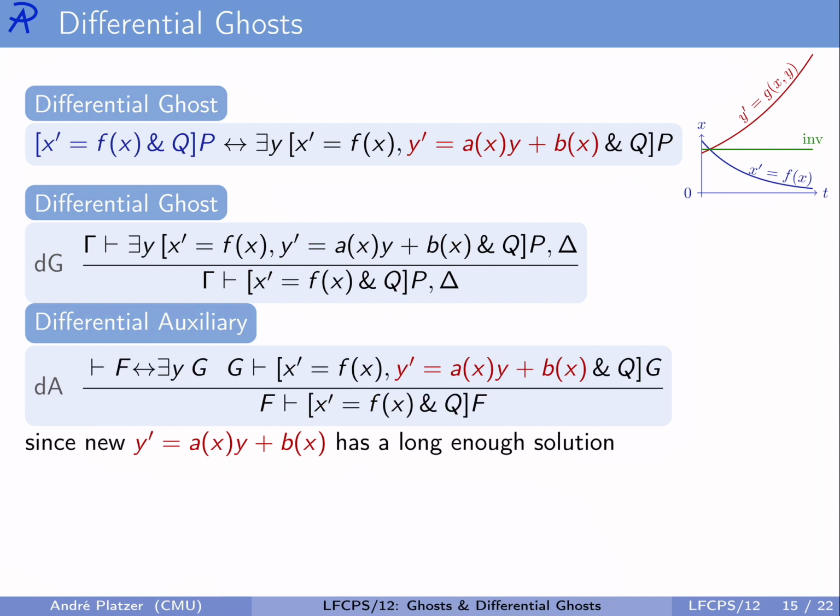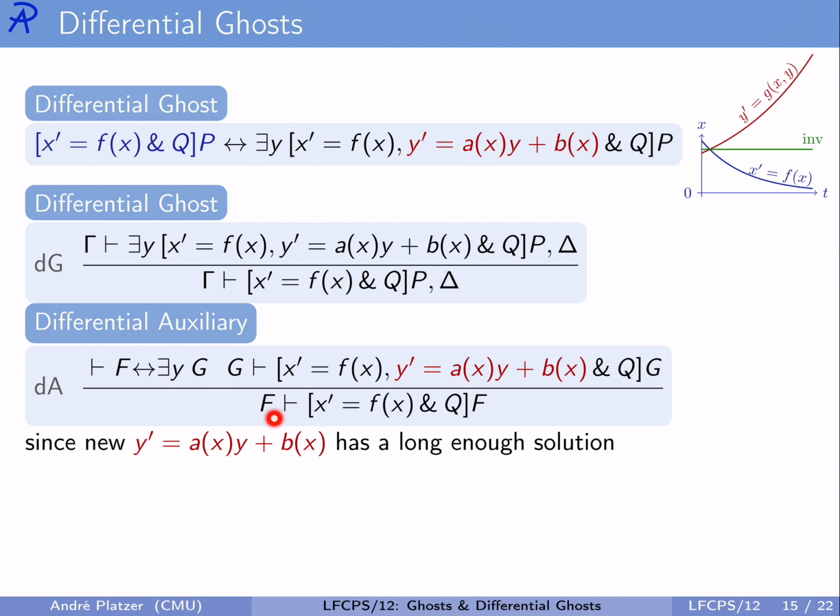And we can also package it up in the way we've already used it in the exponential decay example to go one step further and prove that if we ask an invariant question about a differential equation, we can ask another invariant g about an enriched differential equation with a new differential ghost, y prime equals a of x, y plus b of x, whenever we make sure that the old invariant f is equivalent to, for some y, the new invariant does hold. Why?